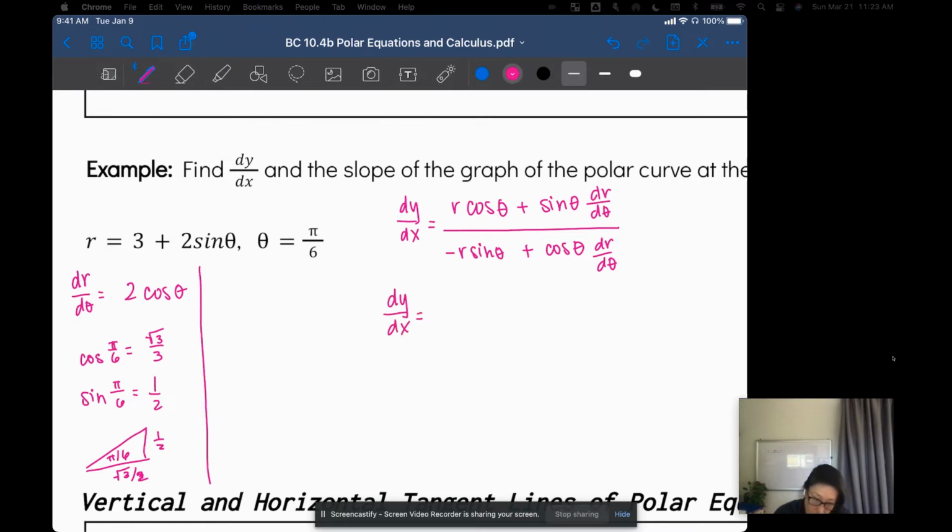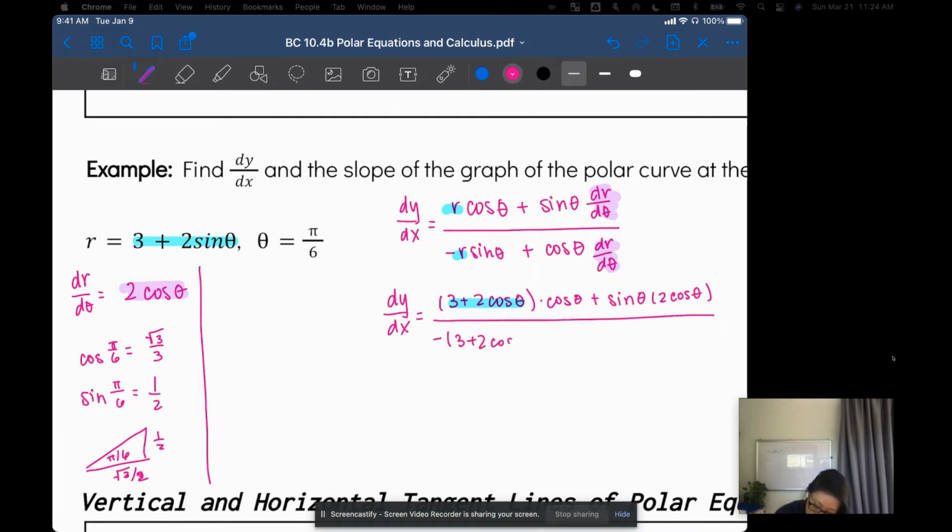dy dx is equal to, all right, r is my equation, so 3 plus 2 sine theta, times the cosine theta that's already there, plus sine theta times dr d theta, which is 2 cosine theta, over negative r, so negative 3 plus 2 sine theta, times sine theta, plus cosine theta times 2 cosine theta.